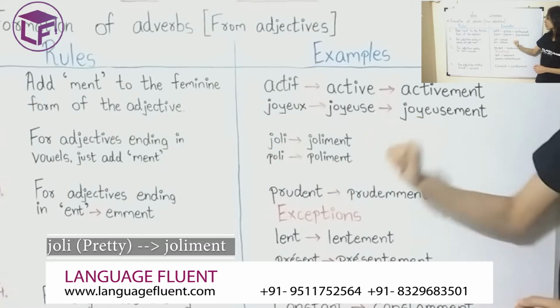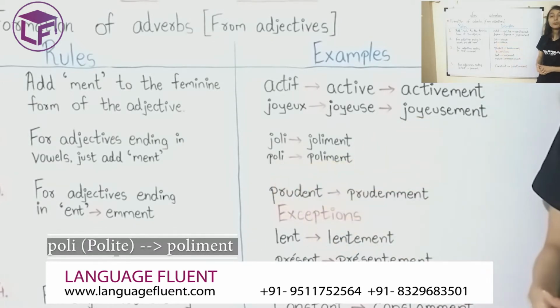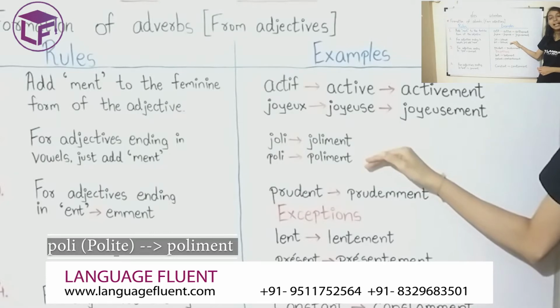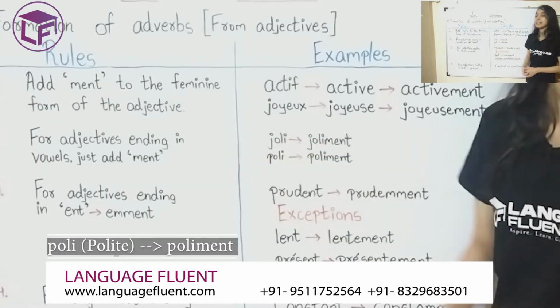The second example we have is poli. Poli is polite in English. This again ends with i, which is a vowel. So we add -ment, and it becomes poliment, which is an adverb. This is the second rule.